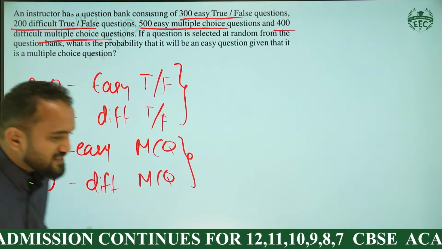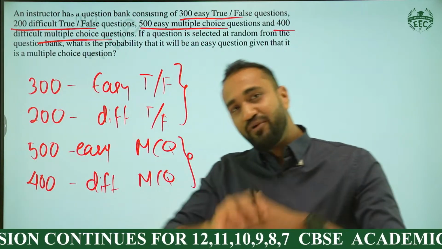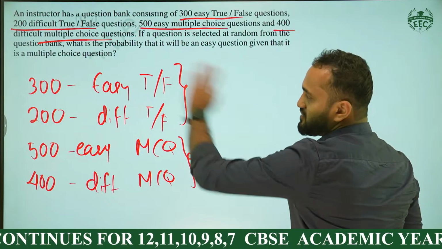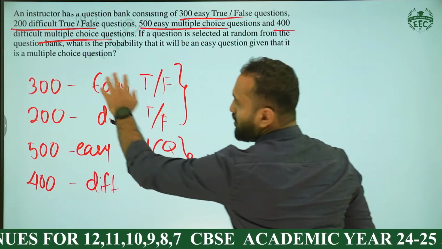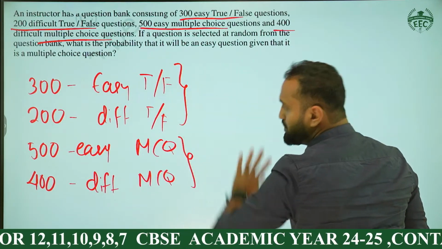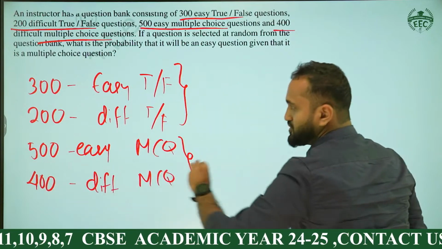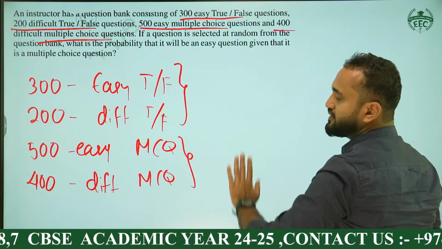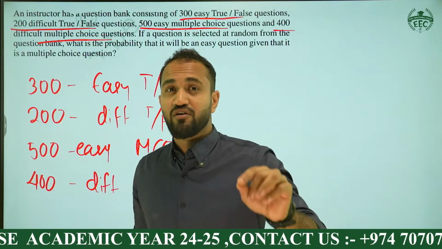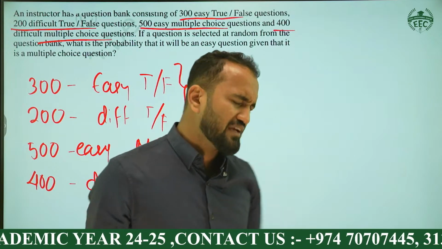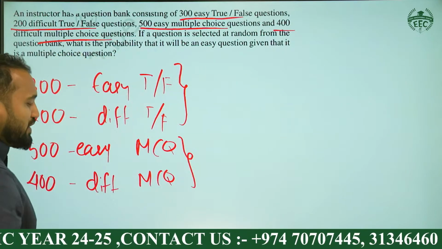So people, how many questions are there in the entire question bank? See, there are altogether 500 true or false questions and 900 MCQs. So altogether 500 plus 900, there will be 1400 questions. Leave it. This is a picture. Now what is the question here?